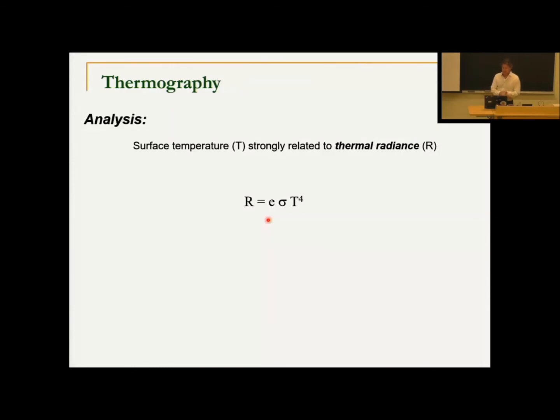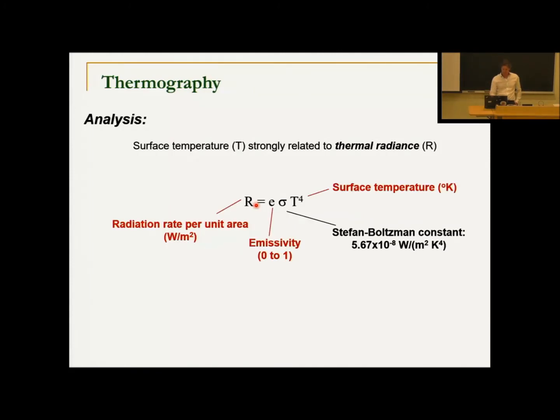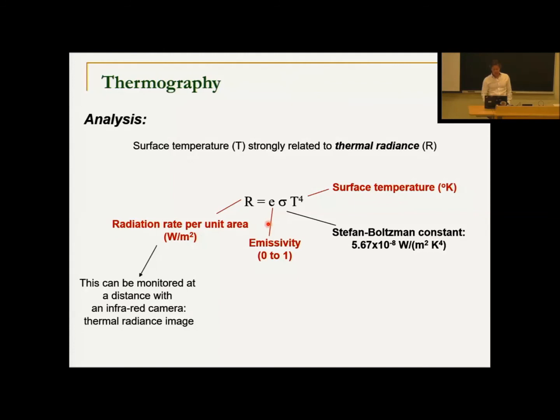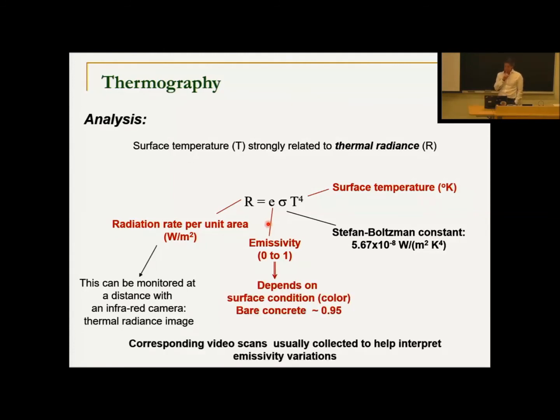So the idea is that this surface temperature, which we're trying to measure here, T, is related to what's called the radiance, how it emits heat into the air, right? And so we're measuring this radiance with the IR camera, and using a simple formula we can estimate surface temperature. Emissivity is a characteristic of the surface of how the temperature relates to the radiation. So basically, it can be related to color, light color versus dark color, right? And we can measure that radiation at a distance, right?